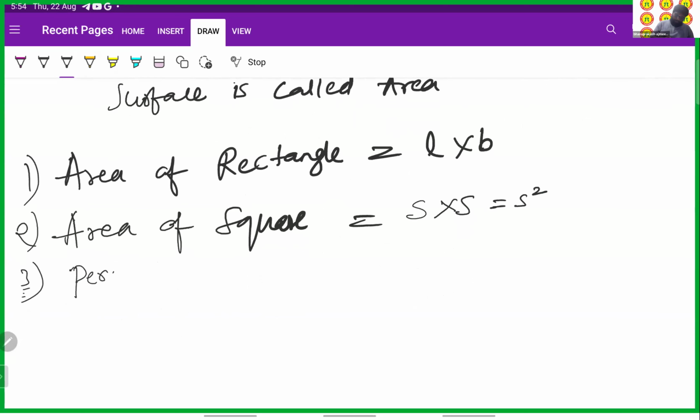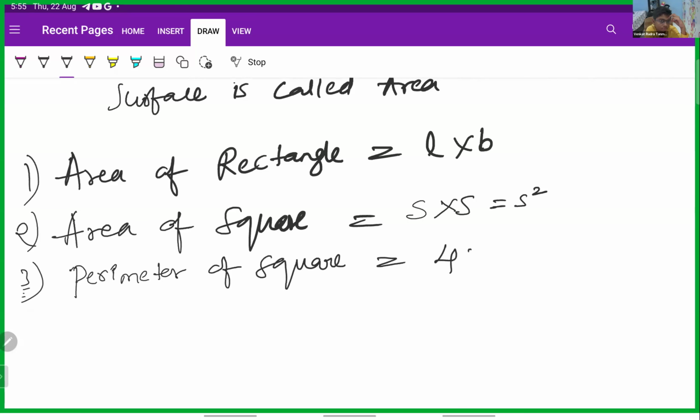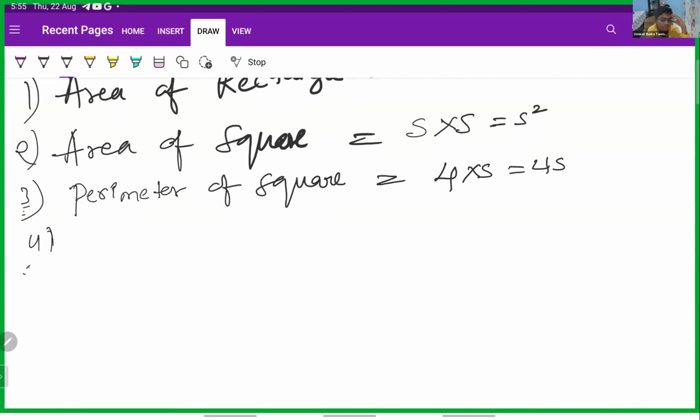Perimeter of a square. 4 into S, sir. 4 S. Perimeter of a rectangle, just now we discussed. 2 into L plus B, sir.